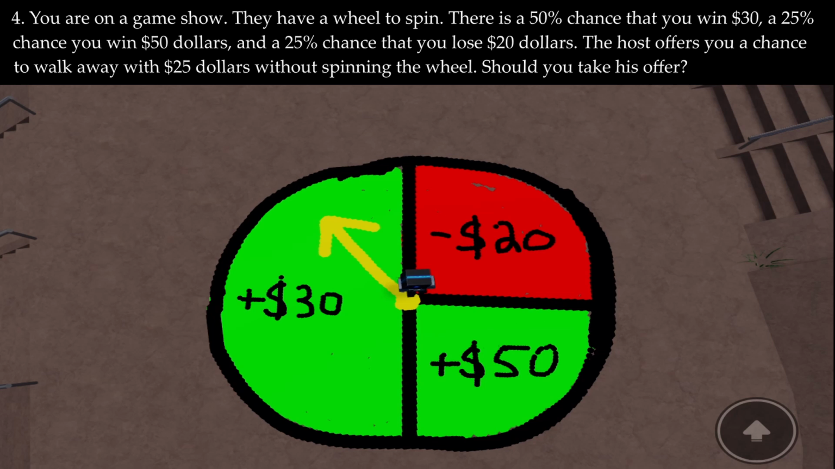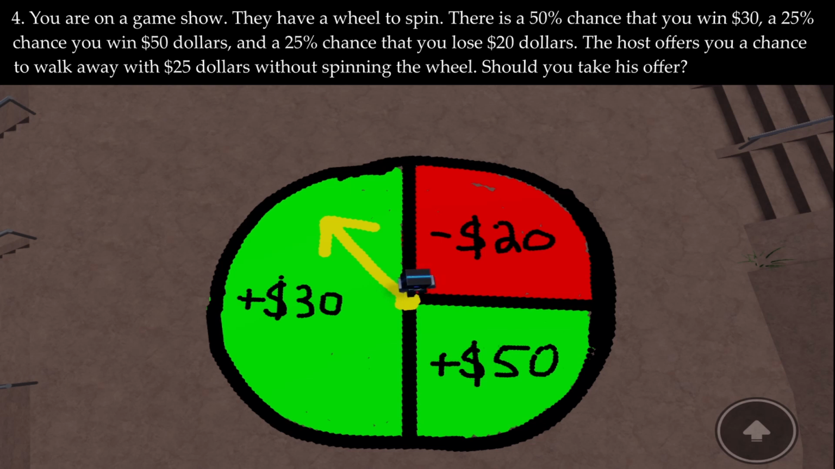This problem says you're on a game show and they have a wheel to spin. There's a 50% chance that you win $30, a 25% chance that you win $50, and a 25% chance that you lose $20. The host offers you a chance to walk away with $25 without spinning the wheel. Should you take his offer?